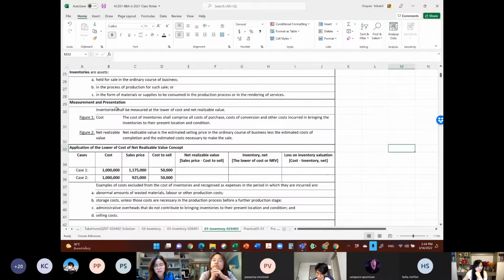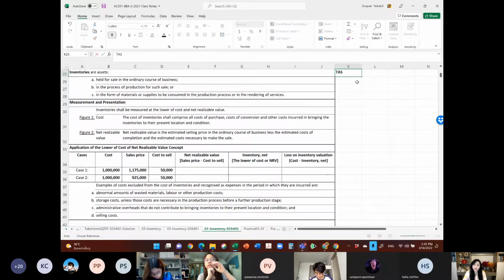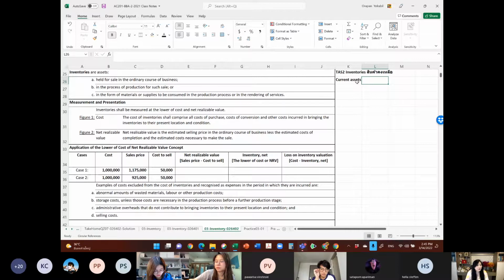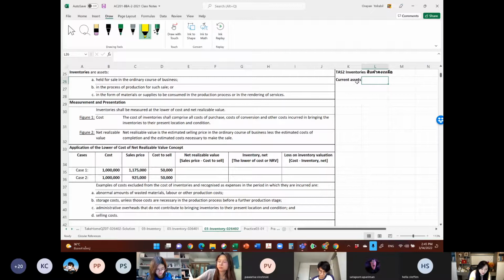Now for this chapter 3, it is about the inventory, which are assets. It's governed by TAS number 2, which is the accounting standard on the inventory. In Thai, we call this สินค้าคงเหลือ. The inventory is actually an asset. To be more specific, the inventory is part of the current asset. Now there are 3 different formats of the inventory. The first one is what we call finished products. These are the products held for sale.